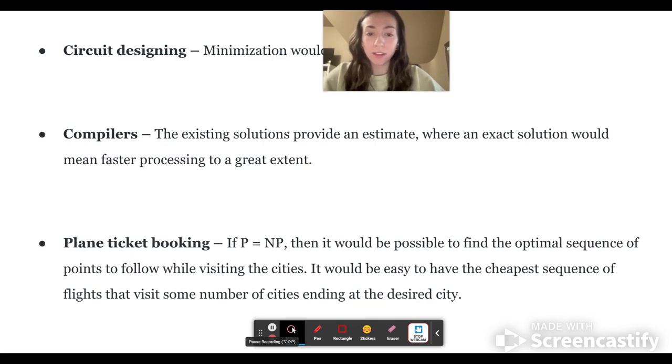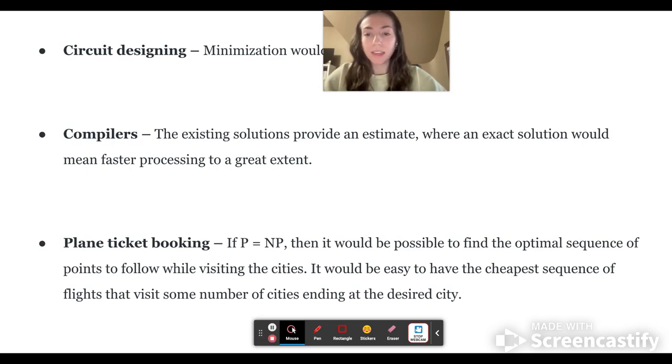Next, we have compilers. Most compilers use graph coloring for register allocation in their architecture. The register allocation will be optimized to include a large number of registers for storage. The existing solutions we have right now provide approximate solutions, where an exact solution would mean faster processing to a great extent.